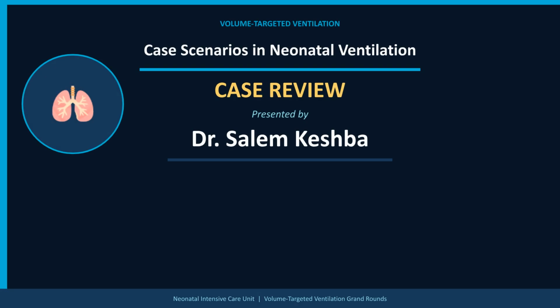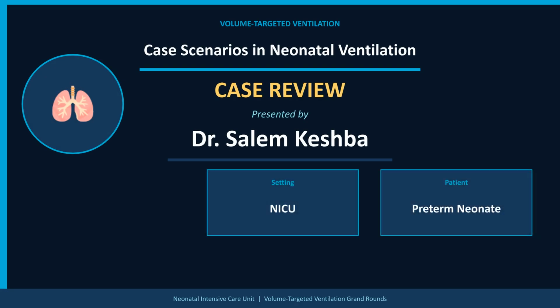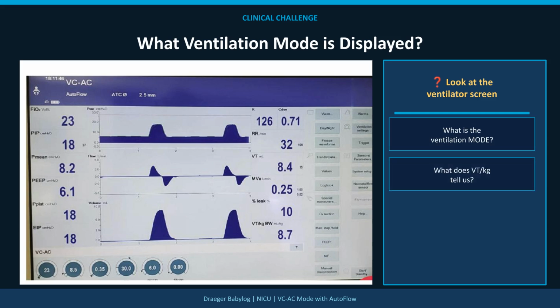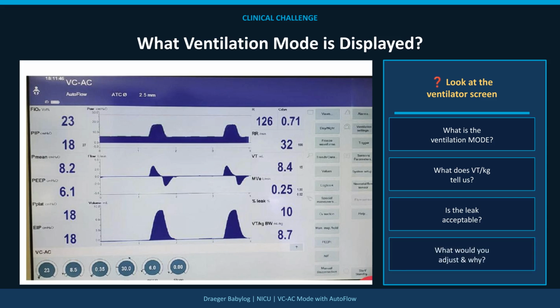This video presents a case review on volume-targeted ventilation, or VTV, in neonatal ventilation. We are reviewing a case of a preterm neonate in the NICU, currently on volume-controlled assist control mode, or VCAC. Let's look at the ventilator screen for a clinical challenge. We need to identify the ventilation mode, understand what the expired tidal volume per kilogram, or VT per kilogram indicates, check if the leak is acceptable, and determine what adjustments should be made.